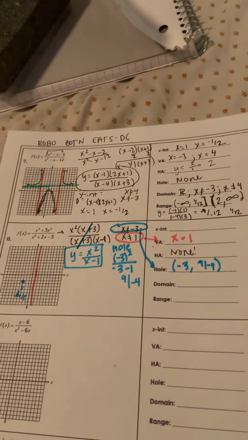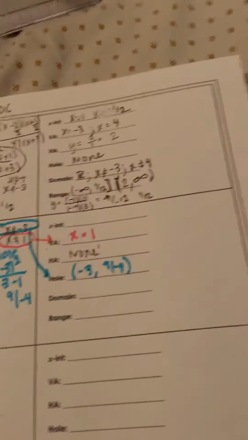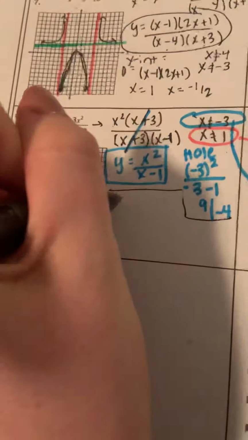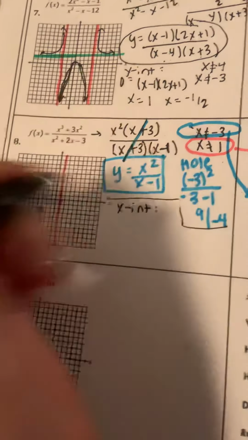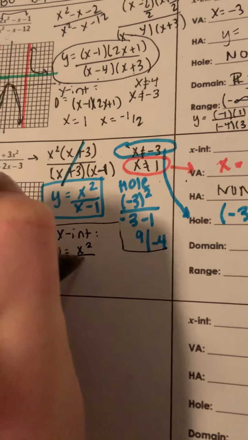So let me get my pen back. To find the x-intercept, you're going to plug in a 0 for y. So let's come up here. And for my x-intercept, I'm going to plug in 0 equals x squared over x minus 1.